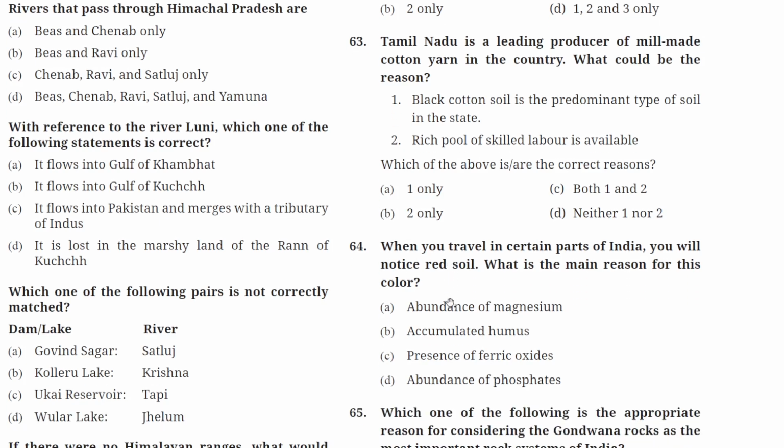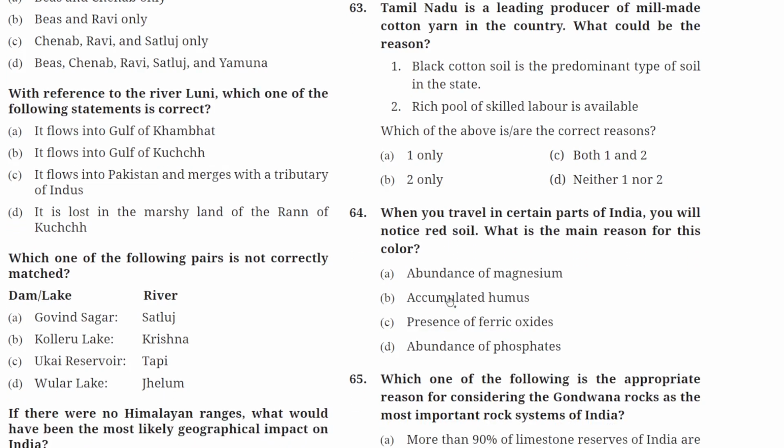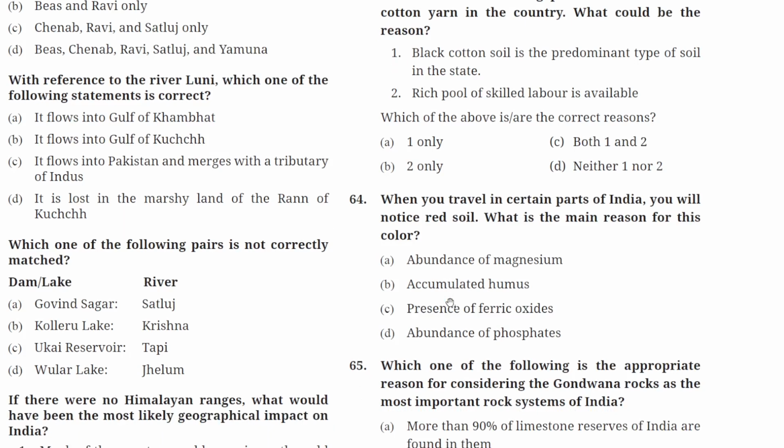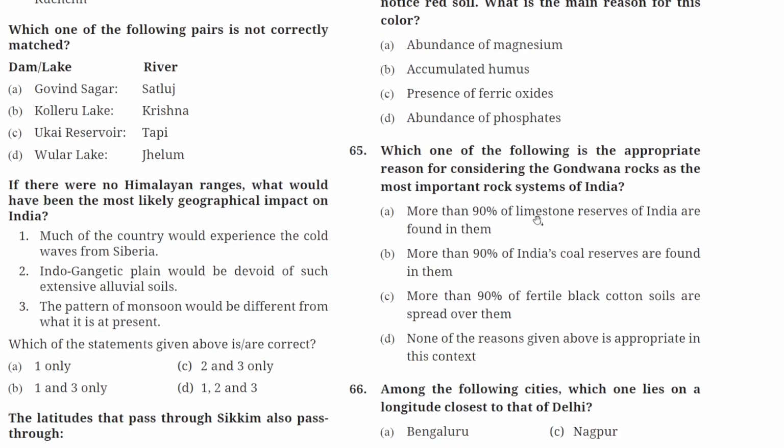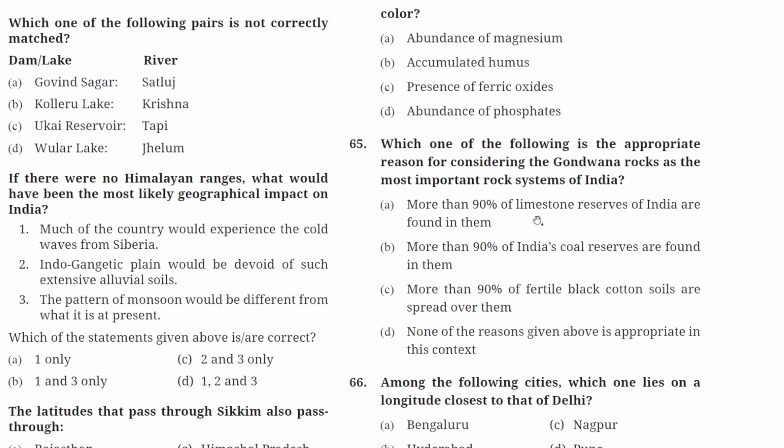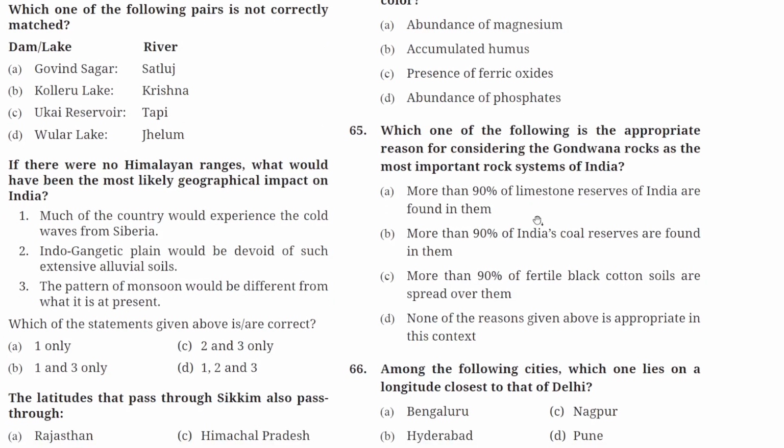Question number 64. When you travel in certain parts of India, you will notice red soil. What is the main reason for this color? The main reason for the red soil is basically the presence of ferric oxide. Very easy question. Which one of the following is the appropriate reason for considering the Gondwana rocks as the most important rock systems of India? Question number 65. Answer is more than 90% of India's coal reserves are found in them. That is the main reason.